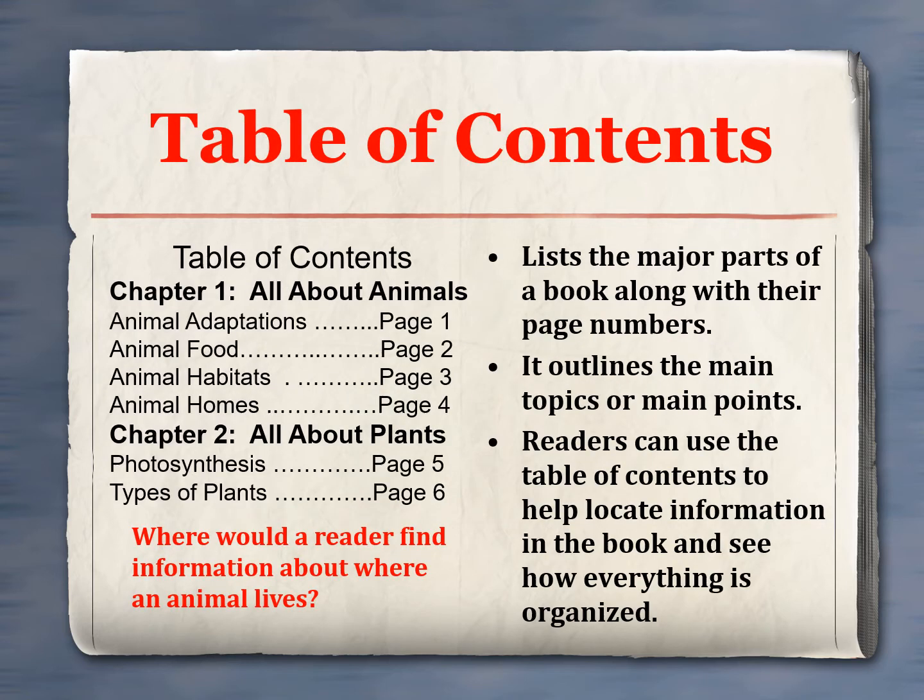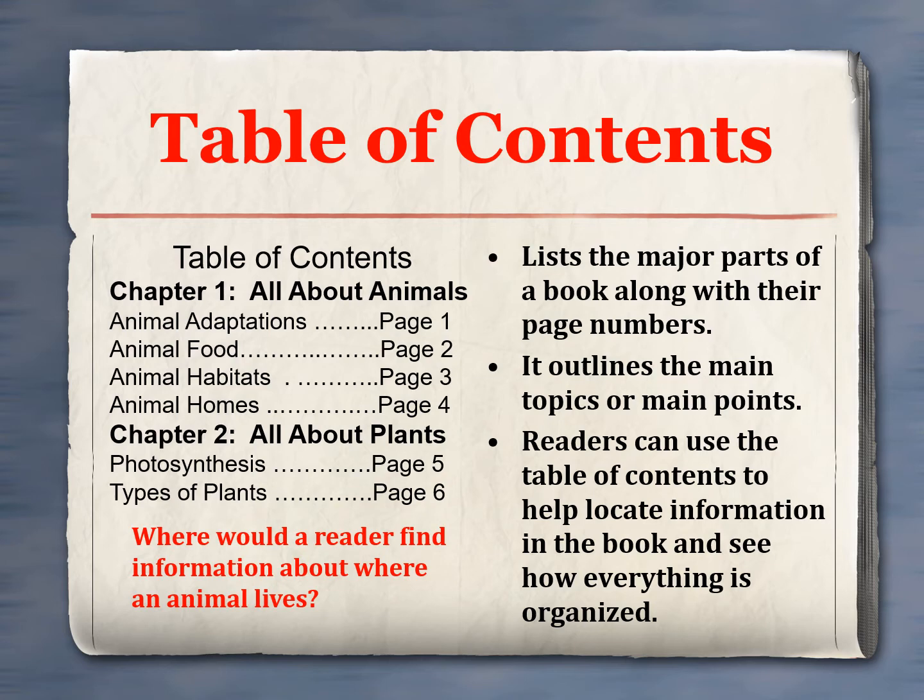Okay, so the first text feature we will discuss is the table of contents. I am pretty sure everyone is familiar with a table of contents. It's usually found in the front of a book, usually a textbook, or basically any type of book you can find the table of contents. But what is the purpose of the table of contents? The first thing it does is list the major parts of a book along with the page numbers, okay? So if you are looking for something in particular, you simply go to the table of contents and you can find that chapter along with the page number.